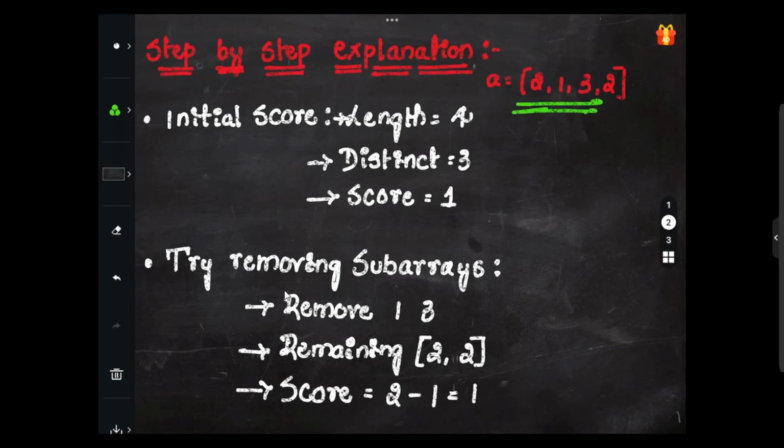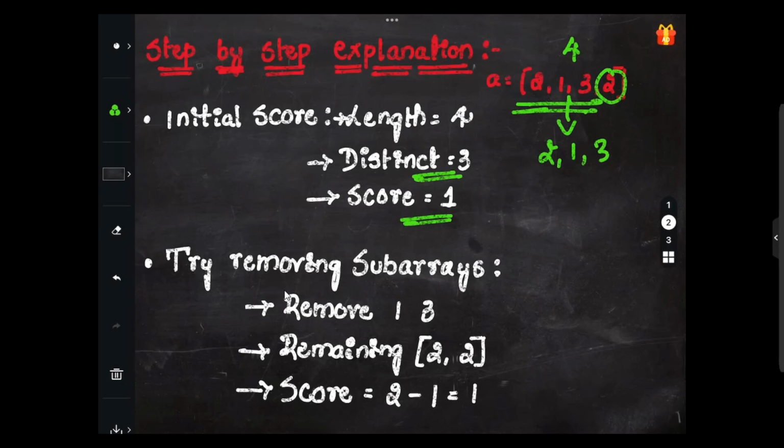So the initial score: this is of length 4, we know that. And there are three distinct elements, you can clearly see here. 2, 1, 3 are the distinct elements, and 2 is repeated again, the last 2 is repeated again. So we have three distinct elements, and the score is quite obviously 1 because we have one number that is repeated. We will try removing the subarrays.